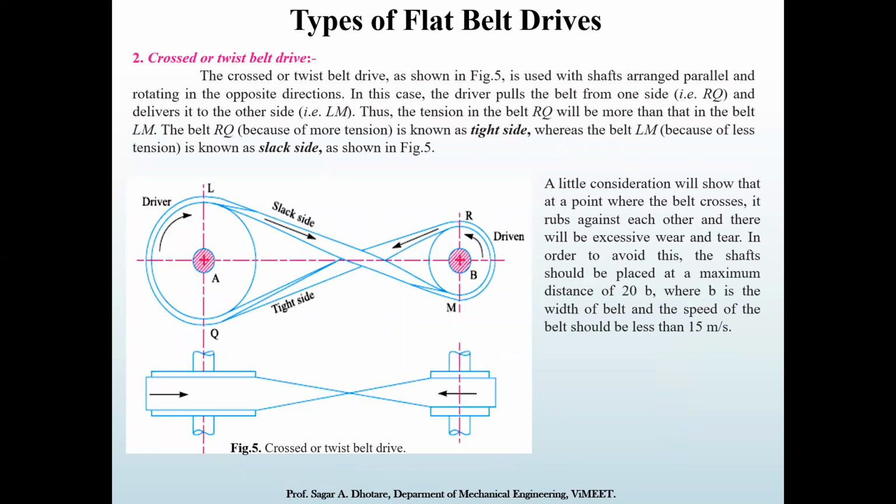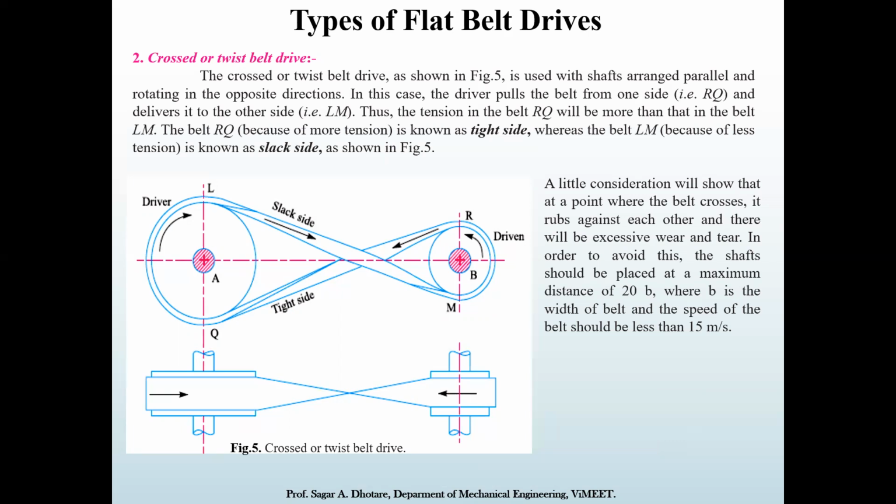In a cross belt drive, the belt is twisted across, which is shown in figure number 5. The shafts are arranged parallel and rotate in the opposite direction. In these cases, we use this kind of cross or twisted belt drive. If the driver is rotating clockwise, the driven pulley will rotate anti-clockwise because of that cross. Here also the tight side and slack side will change according to the direction.